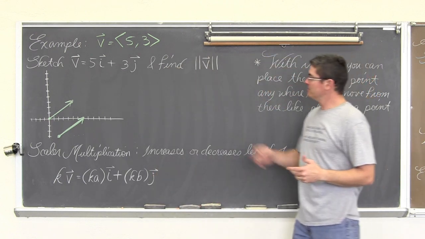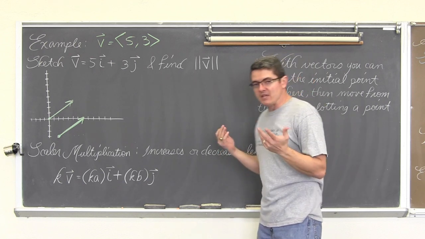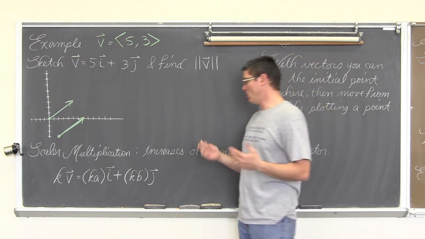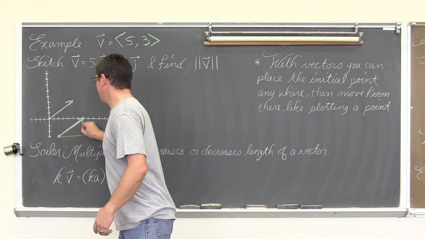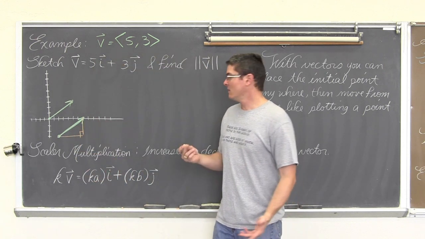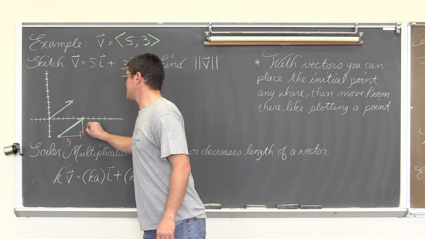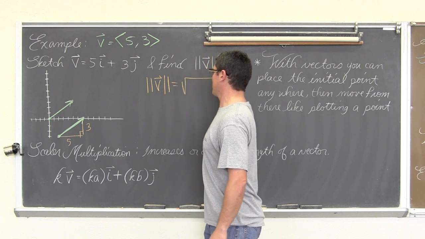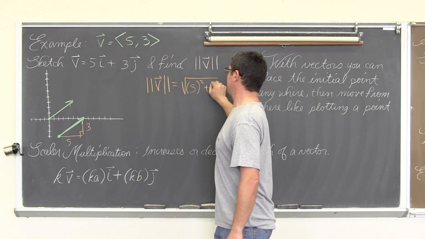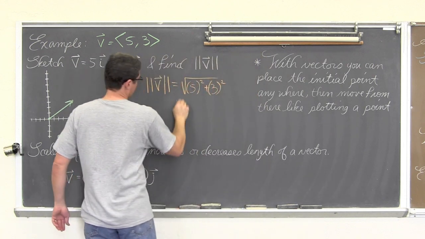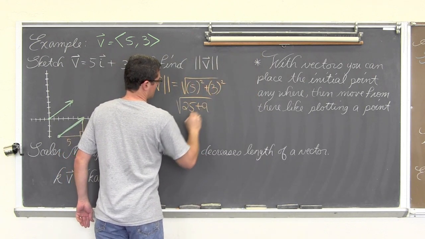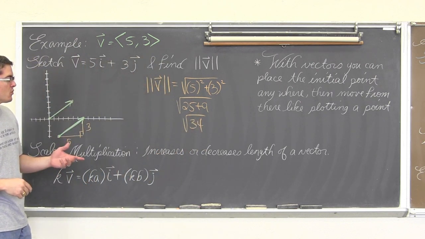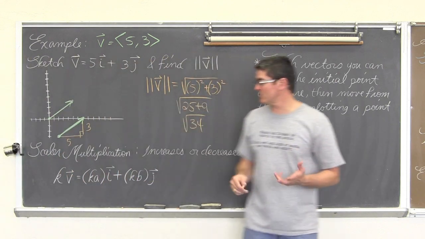Now finding its magnitude is, again, the distance formula, the square root of x sub 2 minus x sub 1 squared plus y sub 2 minus y sub 1 squared, or remembering that the distance formula just comes from the Pythagorean theorem, we can simply say, well, this is 5, this is 3, so the magnitude of V is again the square root of 5 squared plus 3 squared, which is the square root of 25 plus 9, or the square root of 34.